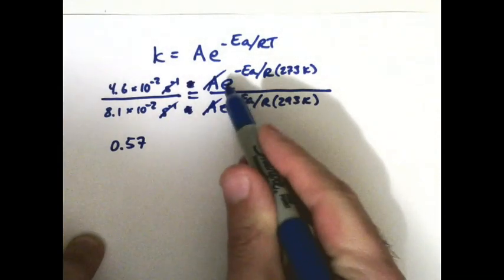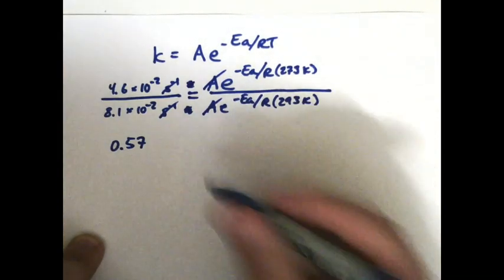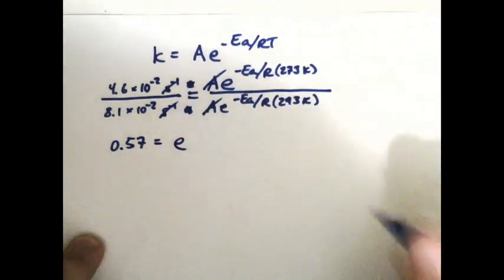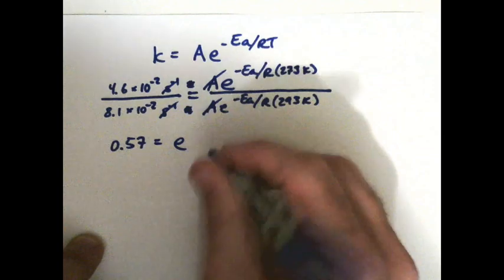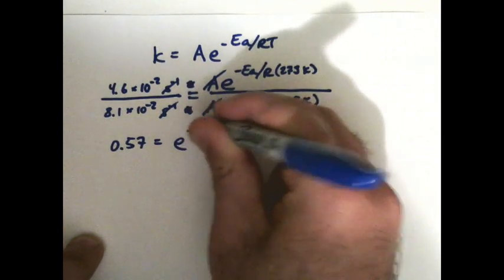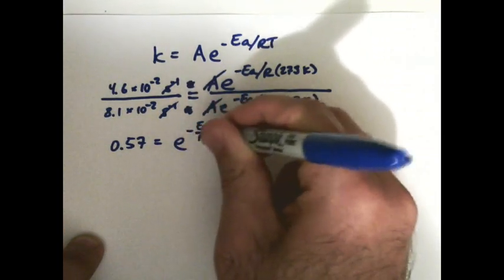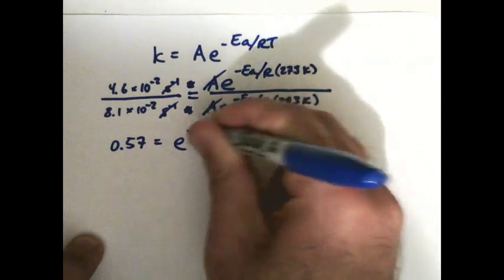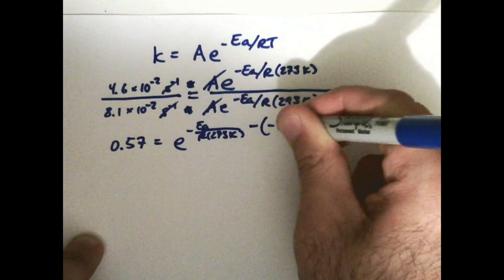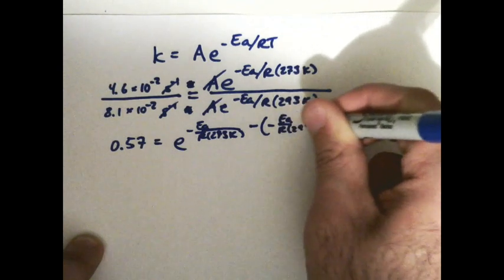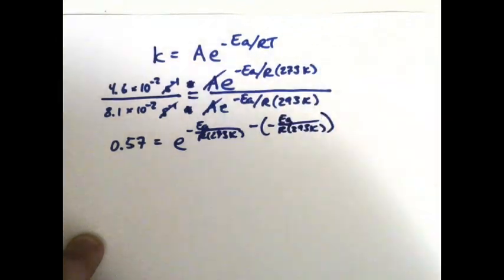Now, in this case, I've got e to something over e to something else. And so exponent rules tell me that I'm just going to take this and subtract that, and that can be the big exponent. So it's E sub A over R times 273 kelvins minus a negative E sub A over R times 293 kelvins.